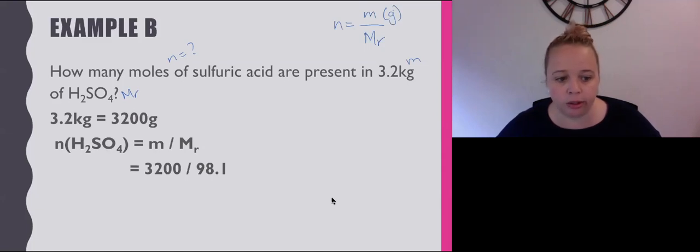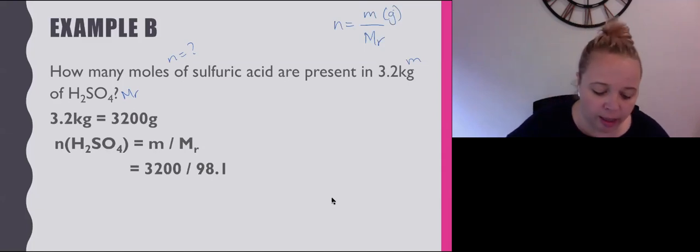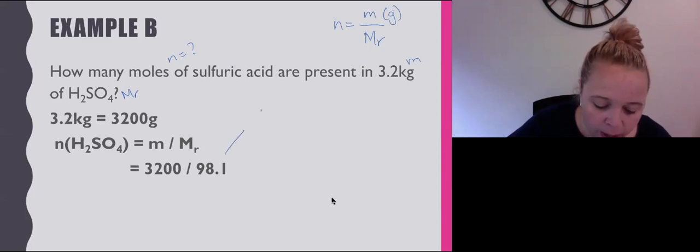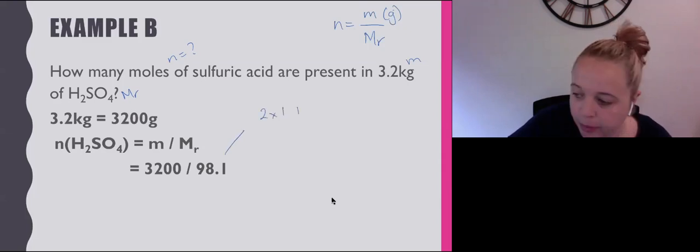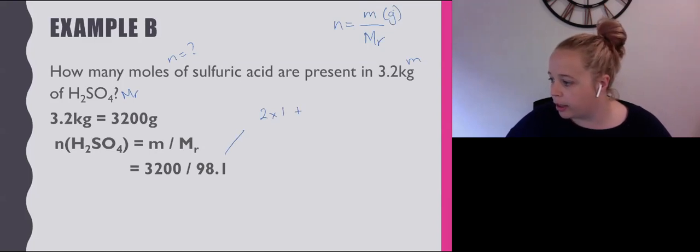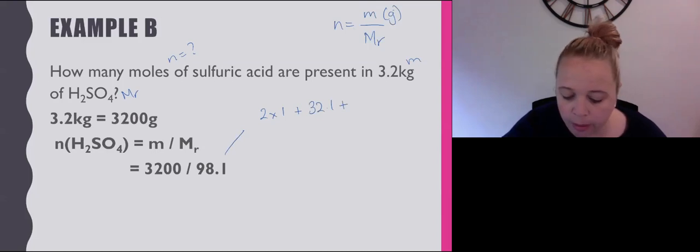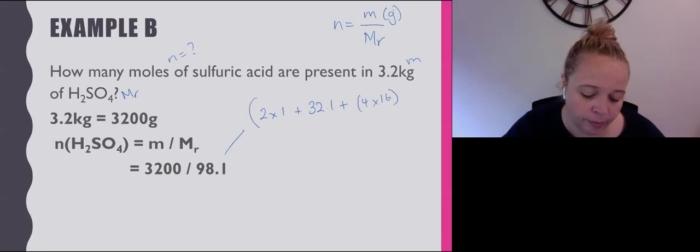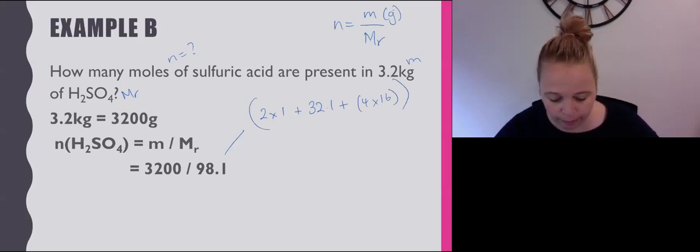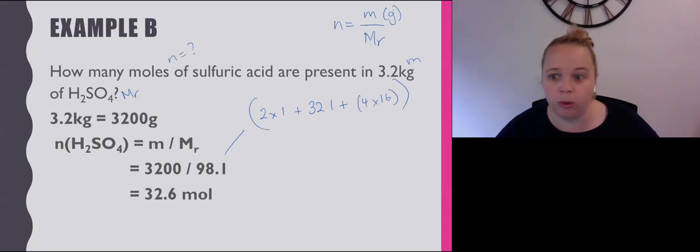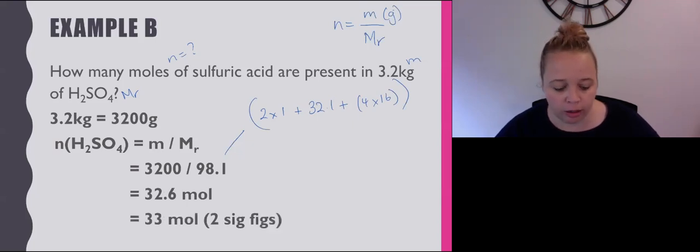Substitute in my mass as 3200 divided by 98.1. So where did I get that from? It was 2 times 1 plus, sorry guys, 2 times 1 plus 32.1 plus 4 times 16. That's where that value has come from. And we end up with 32.6 mole of sulfuric acid. Again, my question is only in 2 sig figs, so my answer can only be in 2 sig figs also.